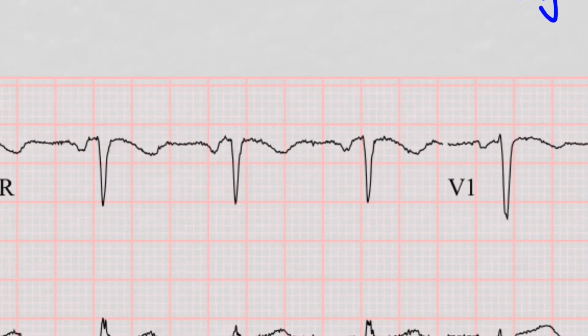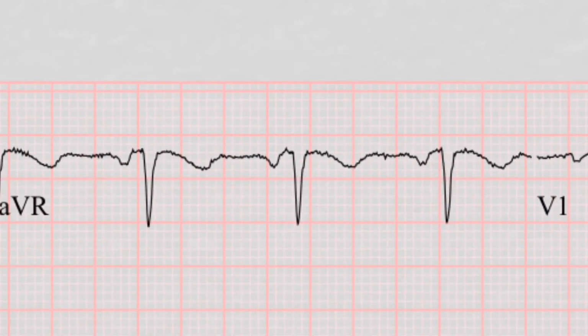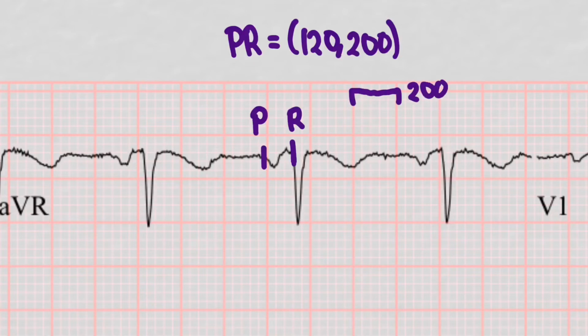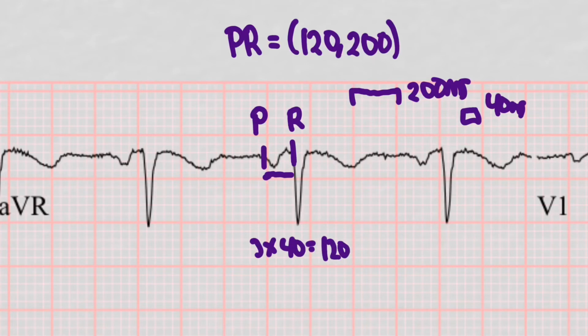And maybe we'll just come over here. We know that this is where the start of P is, right around here, and maybe the start of R there. So we have the PR interval as our first one. PR should be somewhere between 120 and 200. It can't be too long, and it can't be too short. Each one of these big boxes is 200 milliseconds, and each one of these small boxes is 40 milliseconds. So how many do we have here? It's hard to see, but 1, 2, 3, maybe 3.5. Let's say it's 3. So 3 times 40 is 120 milliseconds, which is good. We're in the normal.